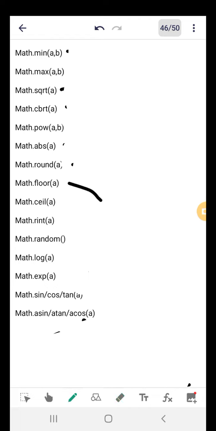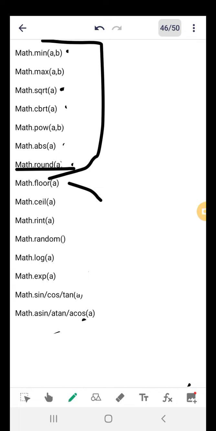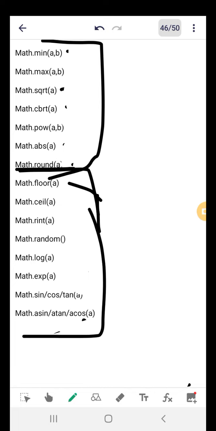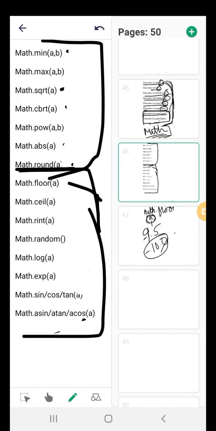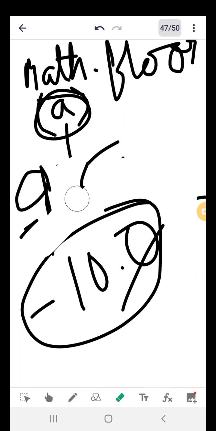Mat.floor. So up to here they were normal or basic functions, which are very easy to understand. Now the complex part begins from here, but actually these are also simple. If I just explain it, it will be very easy. Don't worry, nothing special, it's childish things.